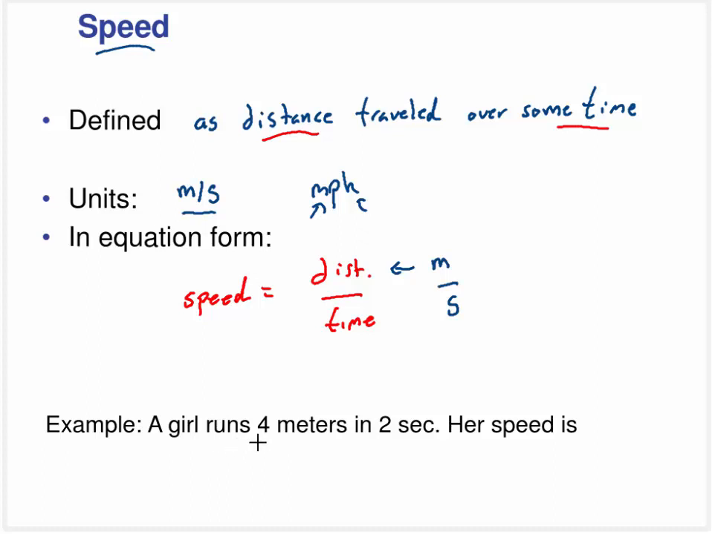Just a quick example of this. If a girl runs 4 meters, that's the distance that she travels. The time that it takes is 2 seconds. So we'd say speed is equal to distance over time. That's 4 meters divided by 2 seconds, so that's going to be a speed of 2 meters per second.